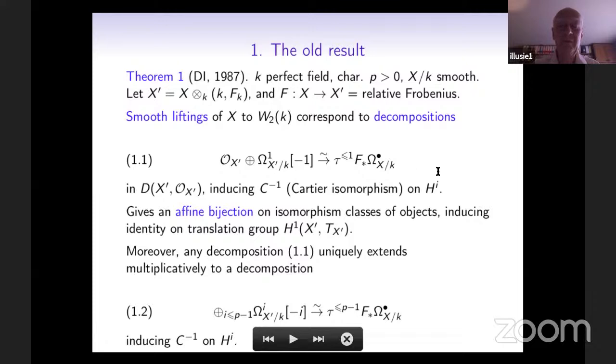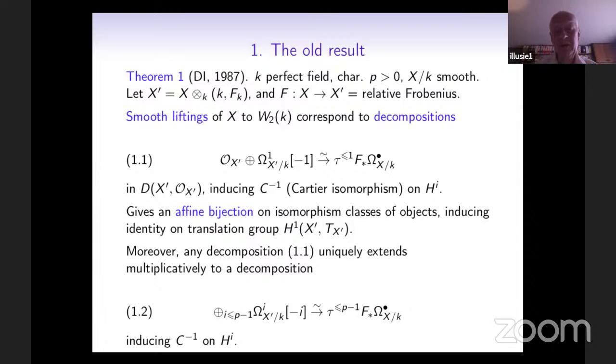So in fact, the result we proved was that, suppose we have a lifting of X to W_2(k), then there is an isomorphism, a bijection between isomorphism classes of liftings of X and isomorphism classes of decompositions of this truncated de Rham complex. And this is an affine bijection, which is the identity on the H^1 tangent bundle. Now, by multiplicativity, from the decomposition of the truncation at most p de Rham complex, you get a decomposition of the truncation at most p minus one. And this decomposition induces the Cartier isomorphism on H^i.